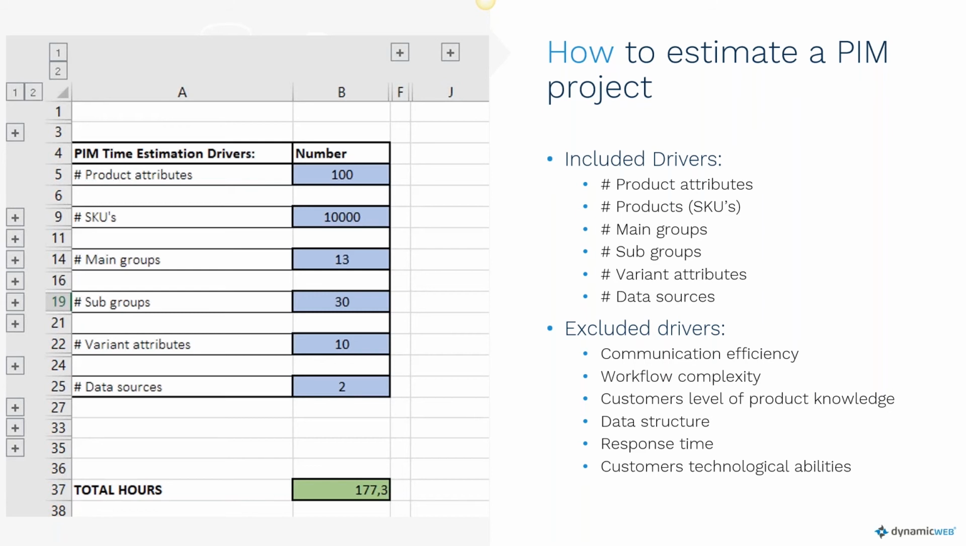And then we have response time, naturally. So the resources that are made available by the customer will, of course, affect the response time and also the time over which the project will run. And lastly, the customer technological abilities. Basically, how many tasks are we here at Dynamicweb actually able to involve the customer in, and how efficient will these tasks be handled?